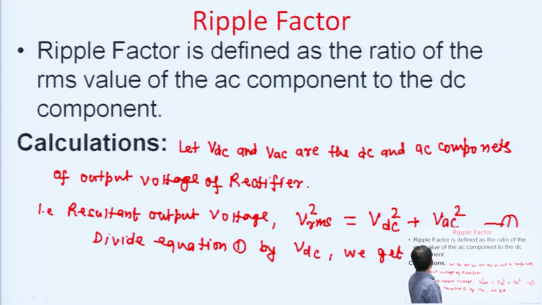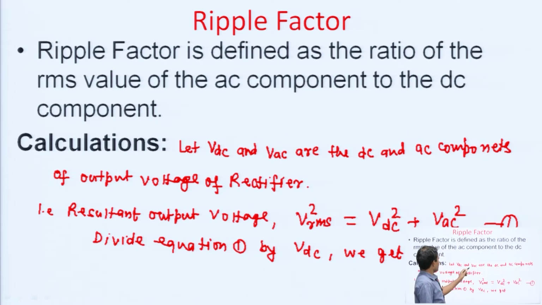Simply, ripple factor is defined as the ratio of RMS value of the AC component to the DC component. The AC component and DC component in the output voltage, AC component upon DC component is called the ripple factor.